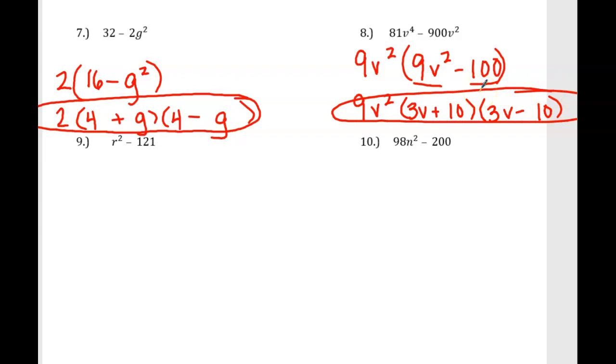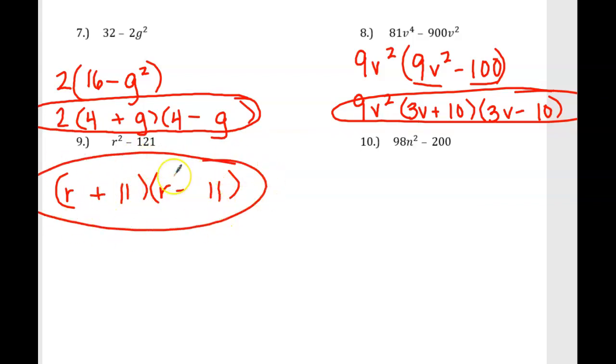All right, number 9, r squared minus 121. All right, they're both perfect squares, so we'd have r times r is r squared, and the square root of 121 is 11. So this would be plus and minus.